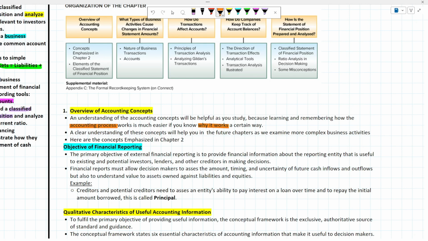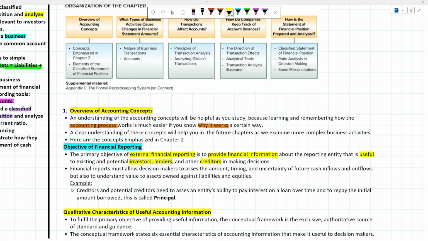First, the objective of financial reporting. The primary objective of external financial reporting is to provide financial information about the reporting entity that is useful to existing and potential investors, lenders, and other creditors in making decisions. Financial reports must allow decision makers to assess the amount, timing, and uncertainty of future cash inflows and outflows, but also to understand the value of assets owned against liabilities and equities.